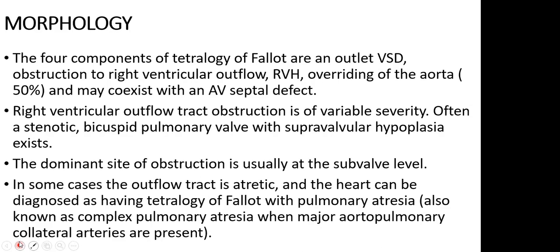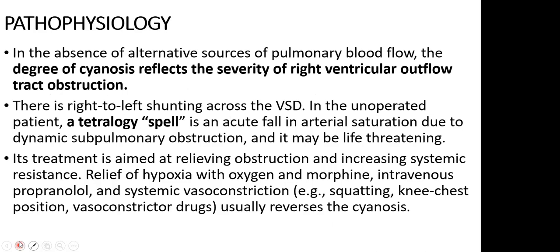So for the pathophysiology, basically the degree of cyanosis actually reflects the severity of the right ventricular outflow tract obstruction. So basically in tetralogy of Fallot, it's the degree of obstruction at the right ventricular outflow tract that determines the level of cyanosis in this patient, meaning that if the patient has a mild pulmonary stenosis, most times they are asymptomatic, but from moderate to severe, most times the patients come down with cyanosis because there's reduced blood flow to the pulmonary vasculature.